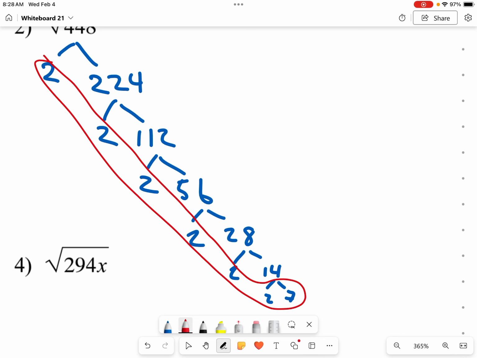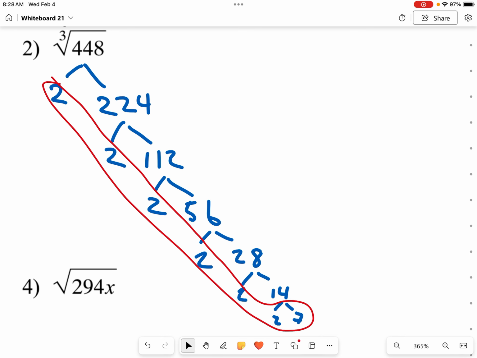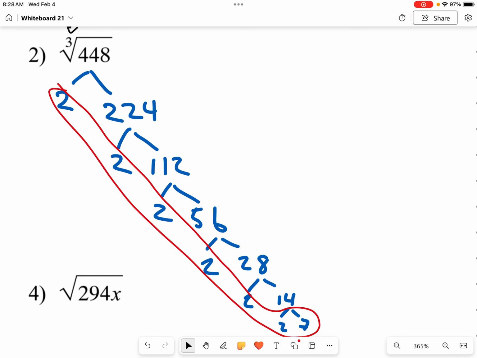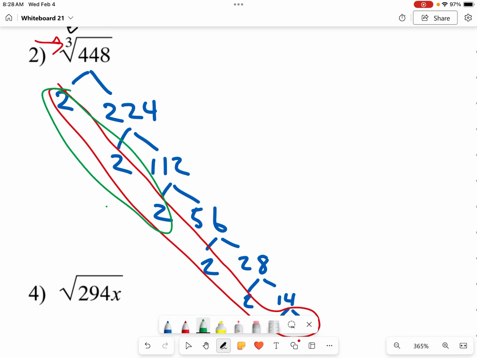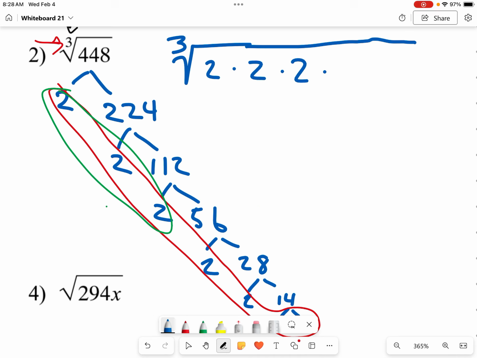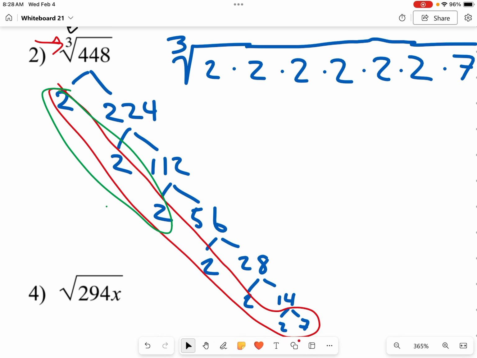So remember, just like in our last video, we had to pair them up into 2's because it was a square root. This one being a cube root, remember cube root, we're going to pair them into 3's. So I'm going to group them into 3's. Well, I guess put them all out first. So we have 1 times 2, 3, 4, 5, 6 2's that are there, and then the 1 7. Okay, and that's what we have here.